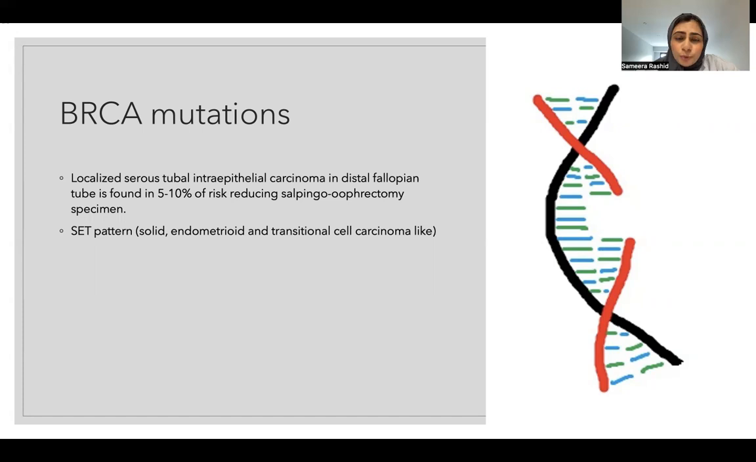As I've said before, in BRCA patients, the most common cancer is high-grade serous carcinoma. However, there is a certain histological appearance in many cases, which is the SET pattern, which is more common in BRCA patients. SET pattern is solid, endometrioid, and transitional cell carcinoma-like appearance. So this is high-grade serous carcinoma, but it may not look exactly like the high-grade serous carcinoma that we see in non-BRCA patients.